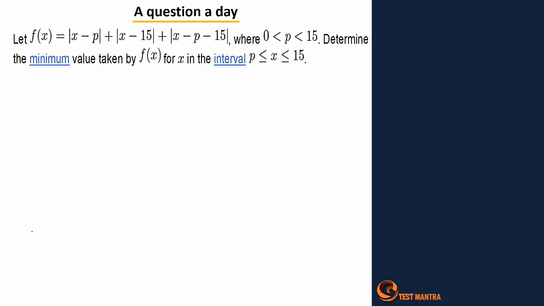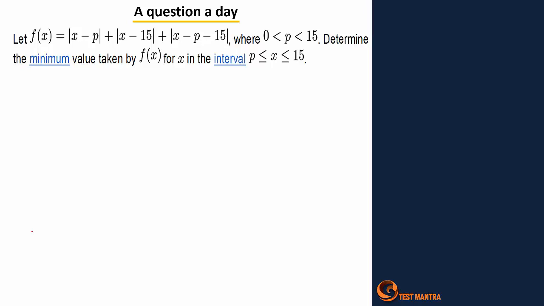Right, so it's a modulus based question here. It's given that f(x) is equal to modulus of x minus p, plus modulus of x minus 15, plus modulus of x minus p minus 15, where p lies between 0 and 15, exclusive of these two values. Determine the minimum value taken by f(x) for x in the interval x less than or equal to 15 but greater than or equal to p.